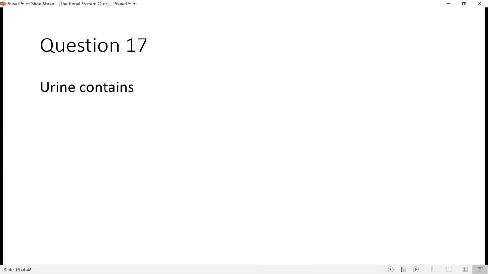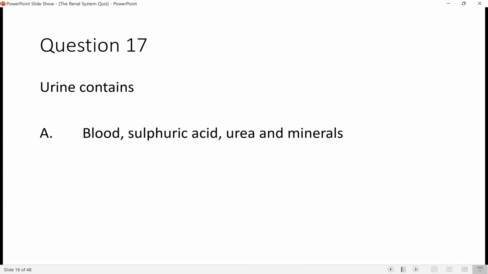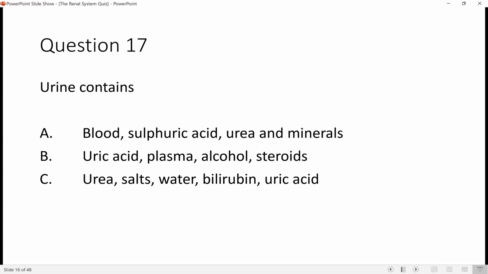Question 17. Urine contains blood, sulfuric acid, urea, and minerals; or uric acid, plasma, alcohol, and steroids; urea, salts, water, bilirubin; uric acid, hydrochloric acid, urea, salts.